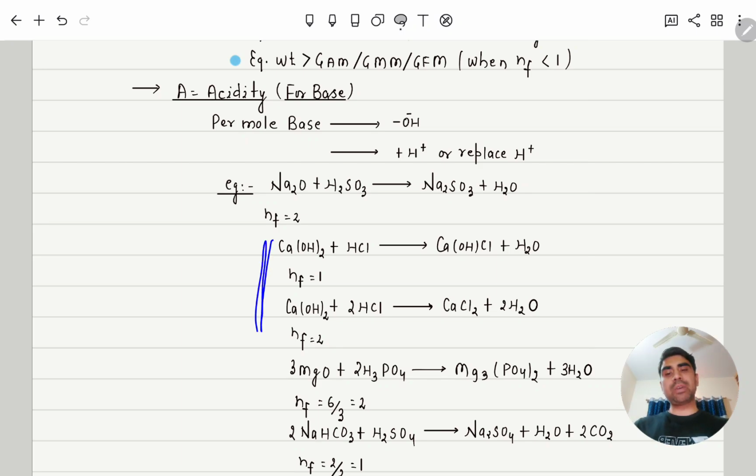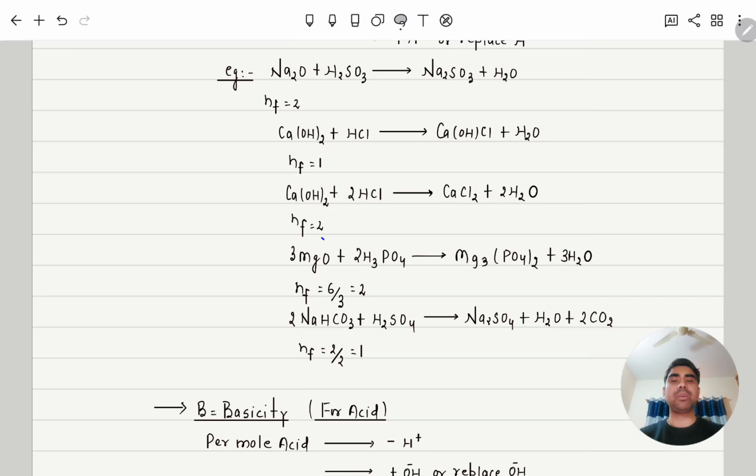Here you can see calcium hydroxide reacting with 1 mole of HCl and 2 moles of HCl. When it reacts with 1 mole of HCl, it furnishes only 1 OH minus. Clear? Here calcium hydroxychloride is formed, so the n factor is 1 with respect to 1 mole of HCl. But if it reacts with 2 moles of HCl, its n factor is 2. So for the same substance, the n factor is variable and depends on the reaction. If the n factor is variable, its equivalent weight is also variable.